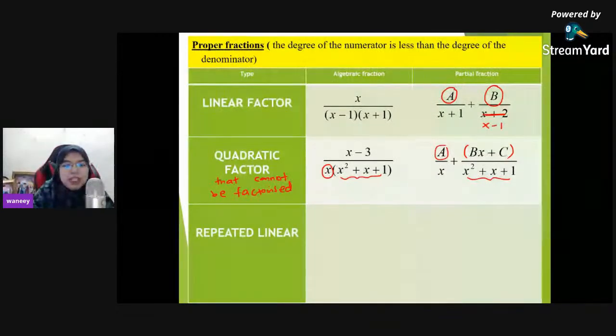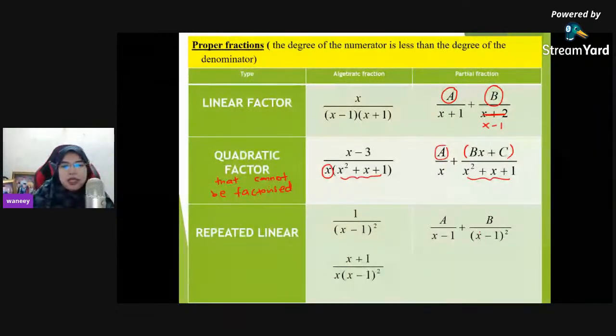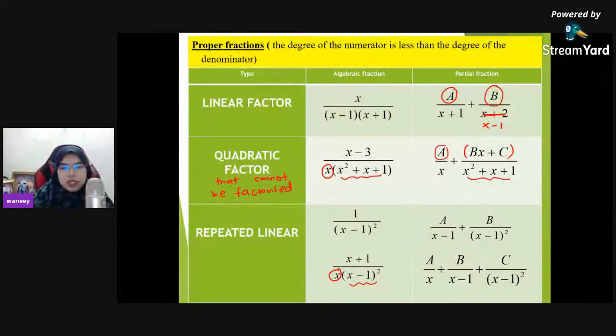And then for repeated linear, for example, 1 over x minus 1 squared, what we have is a constant a over x minus 1 plus another constant over x minus 1 squared. Another one, x plus 1 over x minus 1 squared. So this is a linear, and this is a repeated linear. So we have a over x first, take the first one, a over x. And then for the repeated linear, b over x minus 1, c over x minus 1 squared.